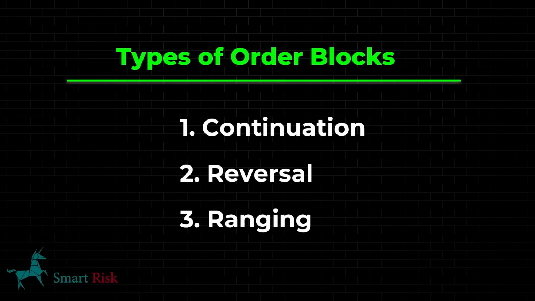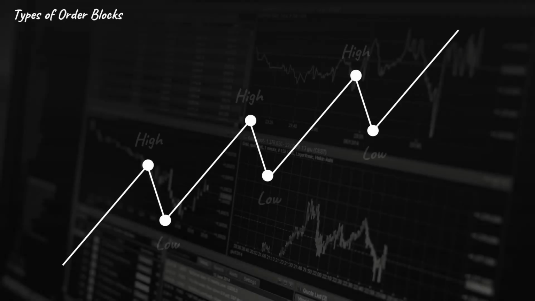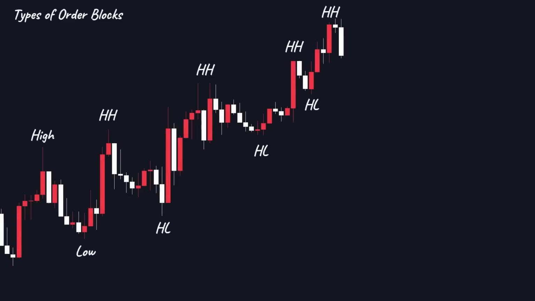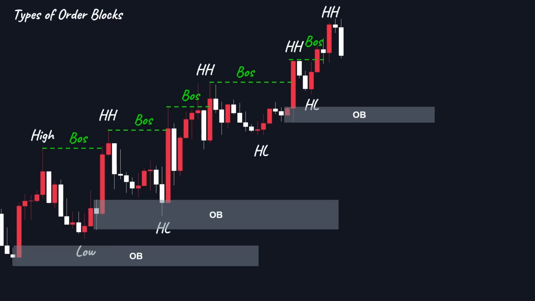Now, based on the market structure concepts, 3 kinds of order blocks form on the chart: continuation, reversal, and ranging order blocks. Continuation order blocks happen when the price is trending upward or downward, and order blocks form aligned with the dominant trend. For example, imagine that we have an uptrend with a series of higher highs and higher lows.